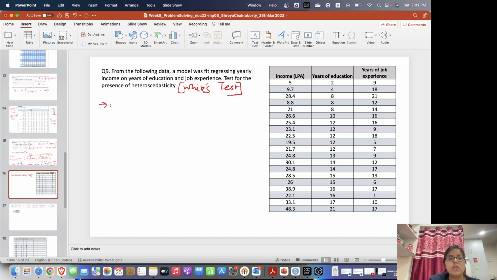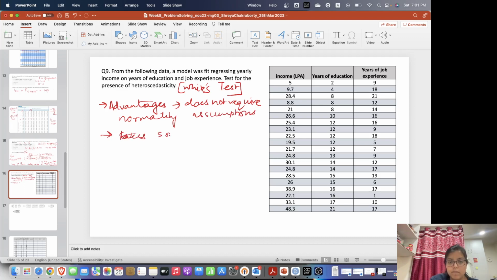Now the advantages of this test were that it does not require normality assumptions, and it also takes into account some non-linear form. So we'll see as we proceed.